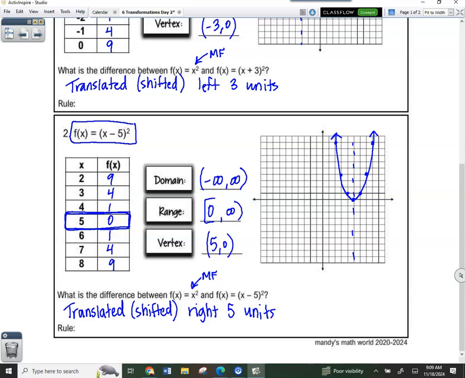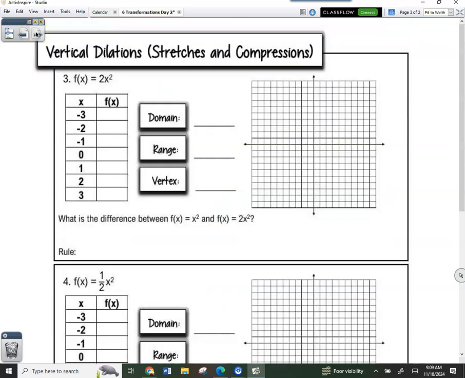Go to the back. Now we're looking at something that changes, or a different type of change. What's different here from our mother function? What's different? Here's the mother function. Where's the 2? In front of it. In the very front. Do you remember what variable that represents in standard form? A.